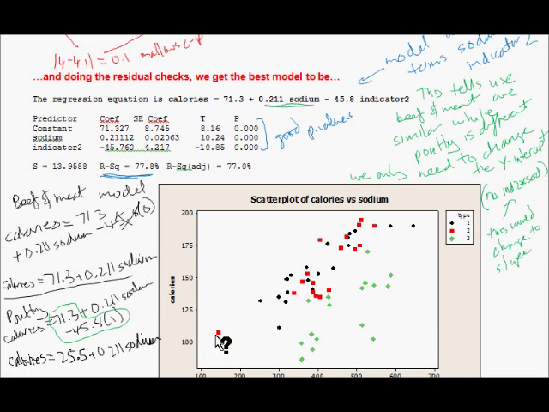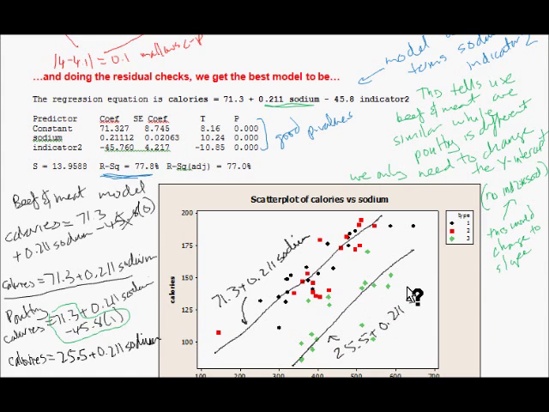So for the beef and meat model, it is here somewhere, and for the poultry, all we've done is it's the same slope, just shifted. It's there somewhere. So this is our 71.3 plus 0.211 times sodium. And this is our 25.5 plus 0.211 times sodium. And that is the best model. Gives the highest R squared and gives us the best power, I guess, for the model.